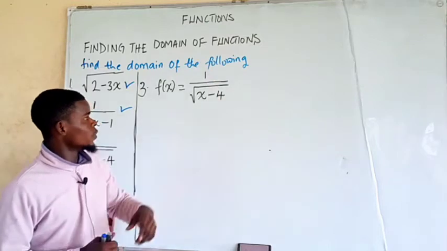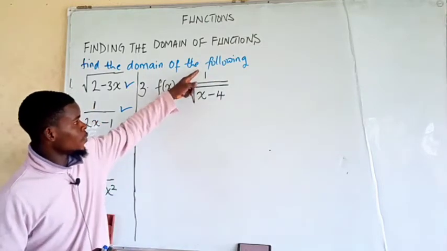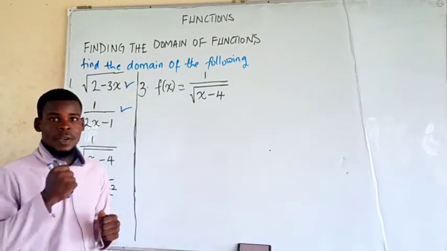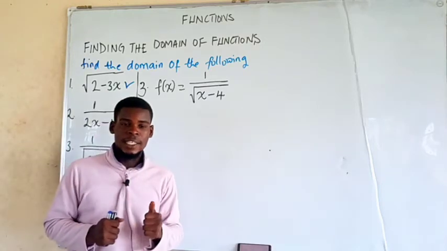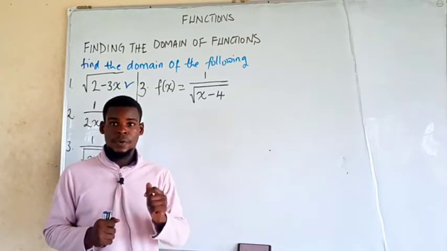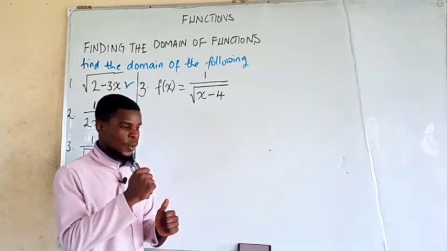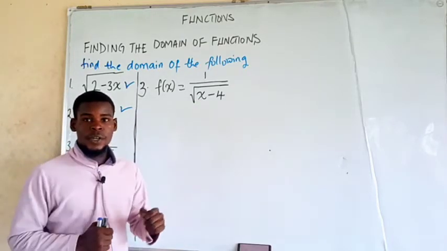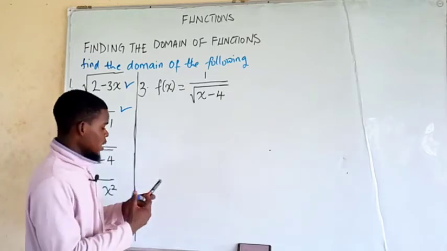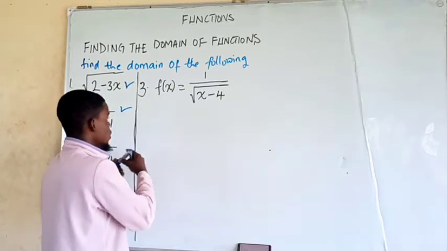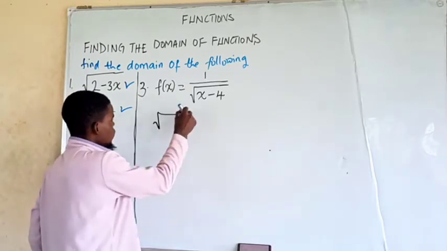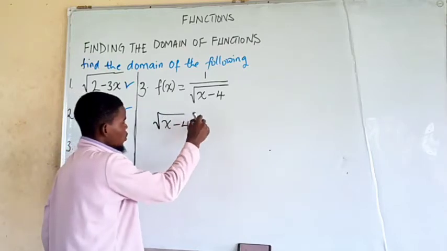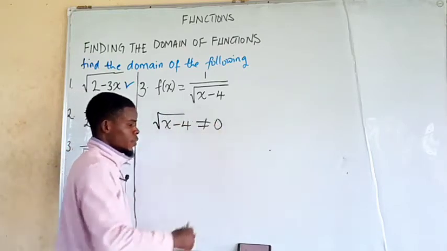Now, in this function here, we have a numerator and we have a denominator. A rational function is going to be undefined if the denominator is 0. So as long as the denominator is not 0, the result will be defined. It will be a finite real number. So what we'll be looking at here is that the square root of x minus 4 should not be equal to 0.